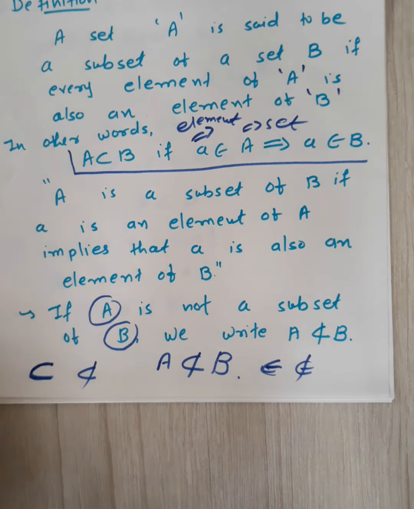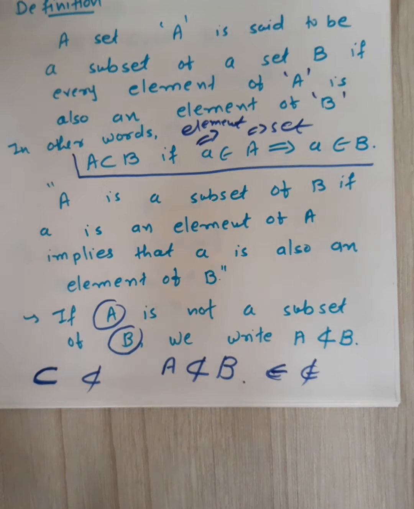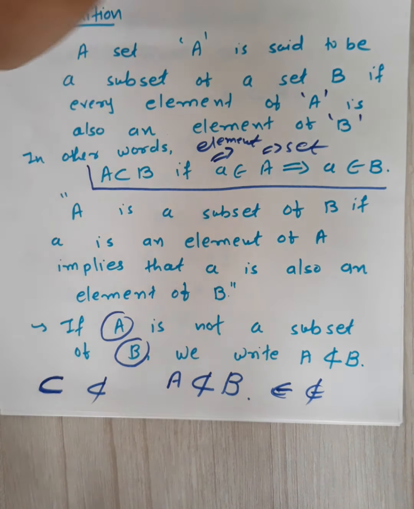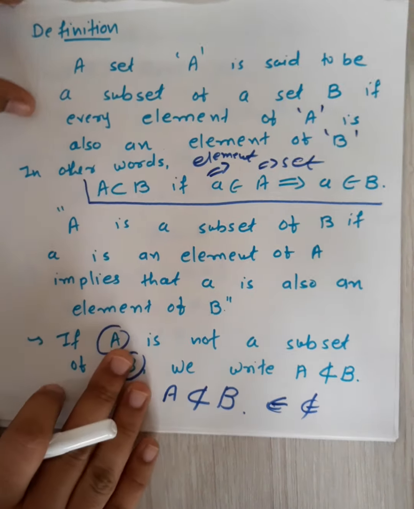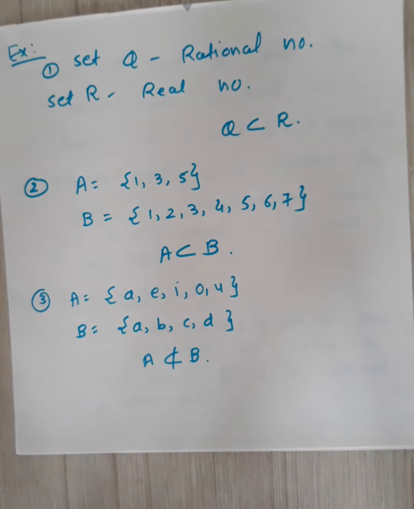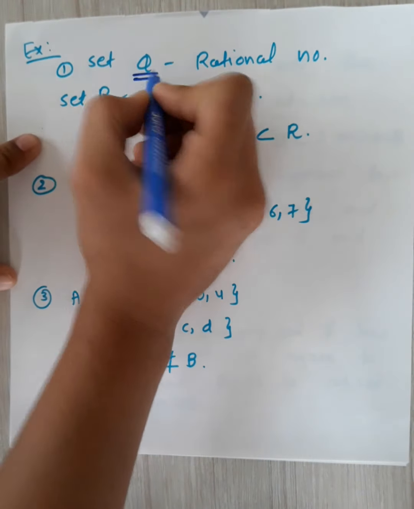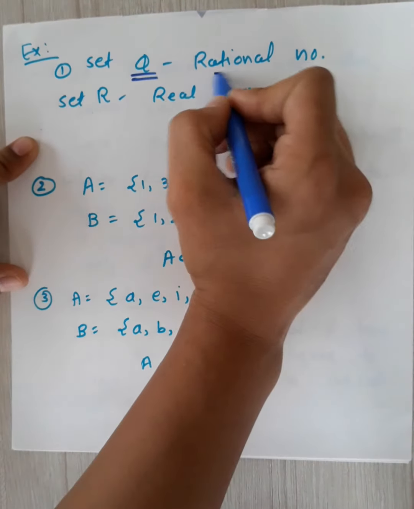In this way we can symbolize our subset and our belongs to. Now with an example we will see, so it will be more clear to you. Now set Q, we all know what is set Q. It is a set of rational numbers.